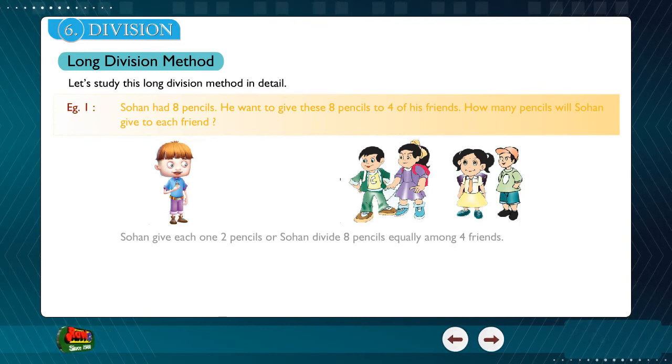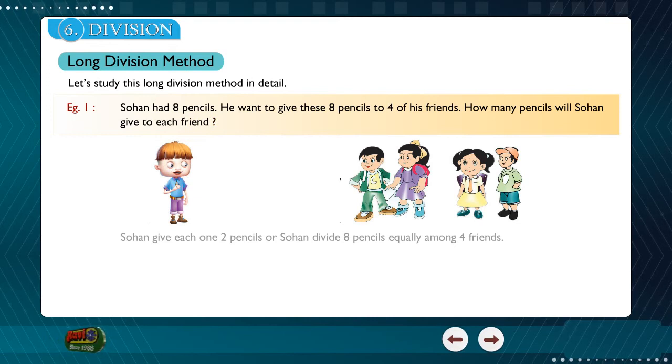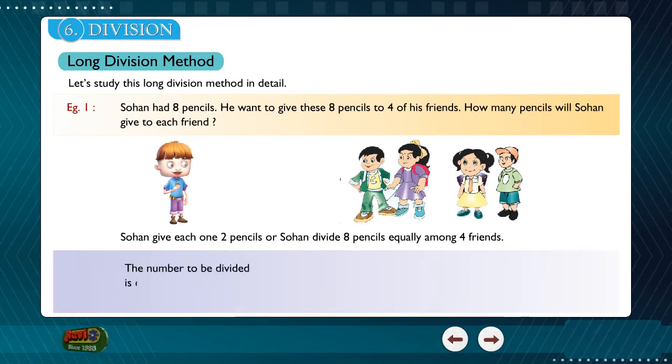Example 1. Sohan had 8 pencils. He wants to give these 8 pencils to 4 of his friends. How many pencils will Sohan give to each friend? Sohan gives each one 2 pencils, or Sohan divides 8 pencils equally among 4 friends. The number to be divided is called the dividend. Total number of pencils 8. Dividend 8.